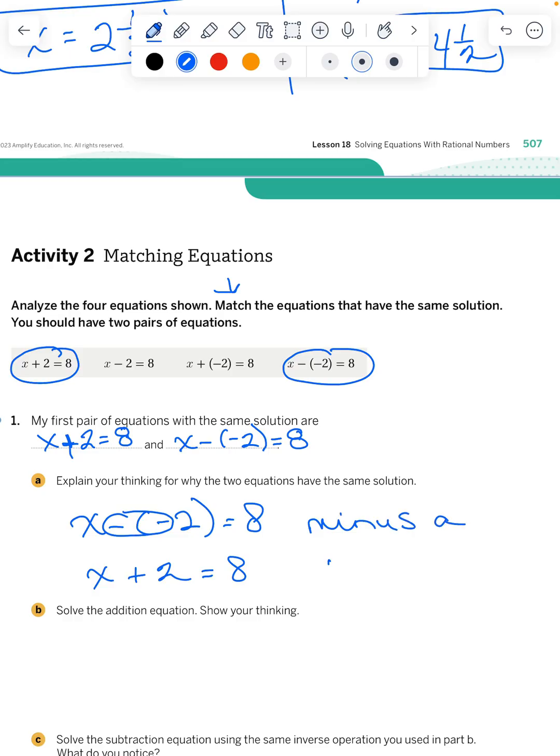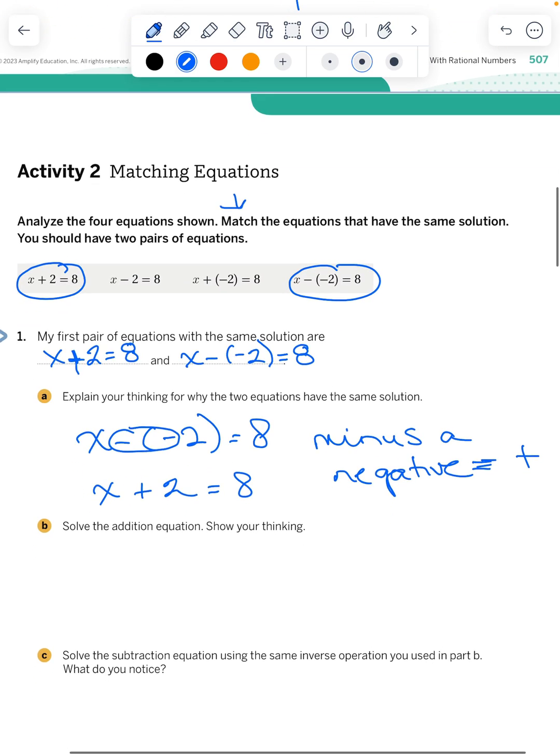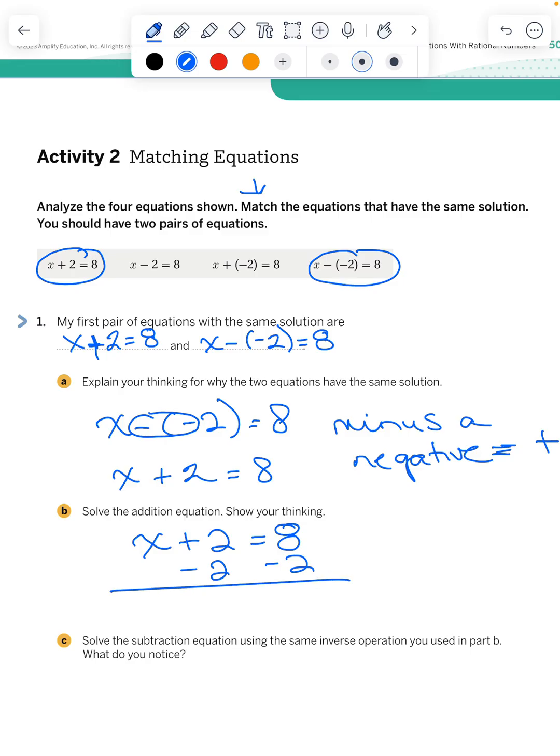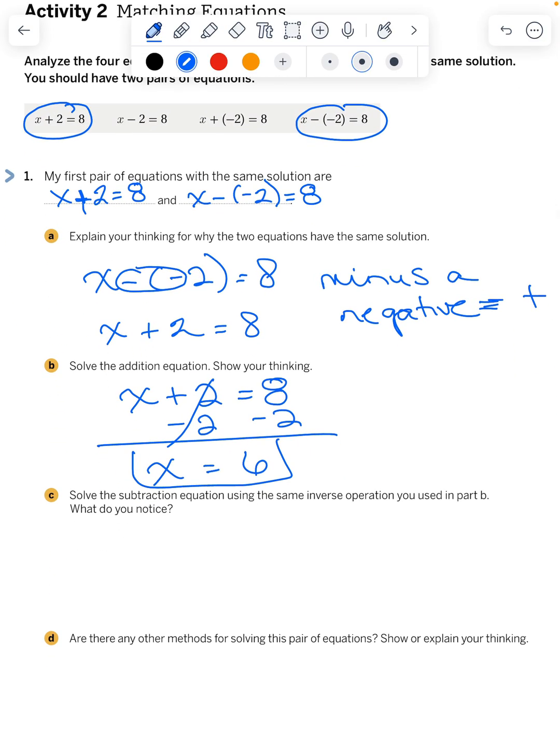I'm going to just write minus a negative equals a positive. Okay. It says to solve the addition equation and show your thinking. So the addition equation was x plus 2 equals 8. Again, to solve that, we use the inverse operation. So instead of adding 2, we're going to subtract 2 from both sides to get that variable, the letter, by itself. 2 minus 2 is 0. It's gone. I got the x by itself, and 8 minus 2 is 6.